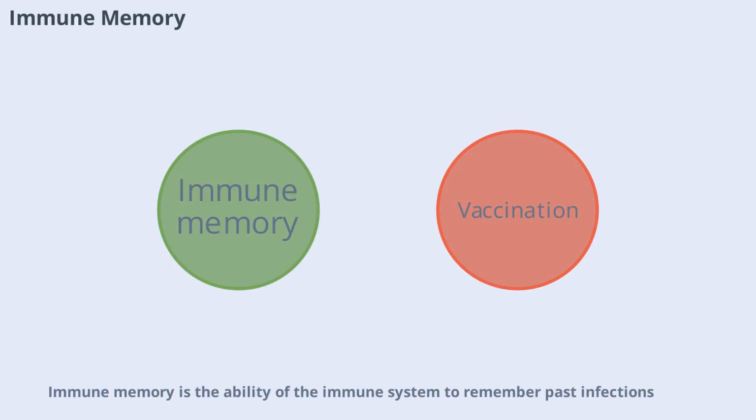Immune memory is the ability of the immune system to remember past infections. Memory cells, both T and B cells, provide rapid and robust responses upon re-exposure to the same pathogen. This principle underlies the effectiveness of vaccines and long-term immunity.